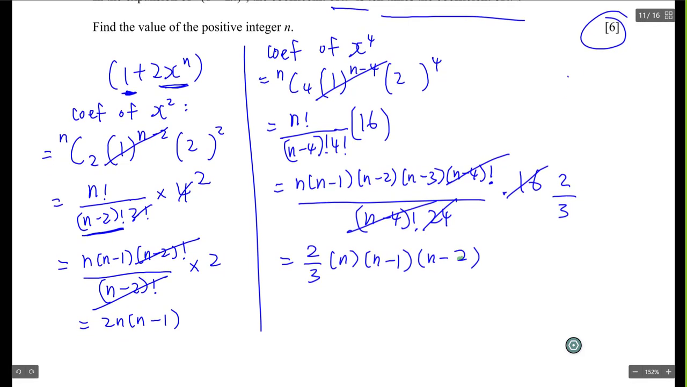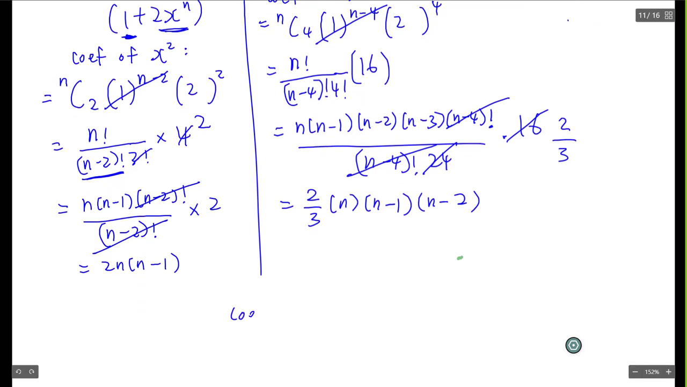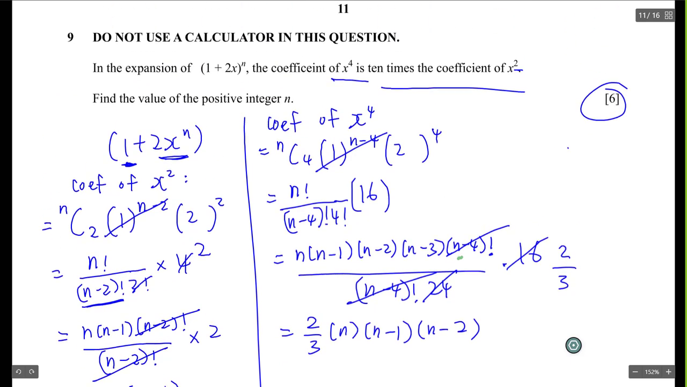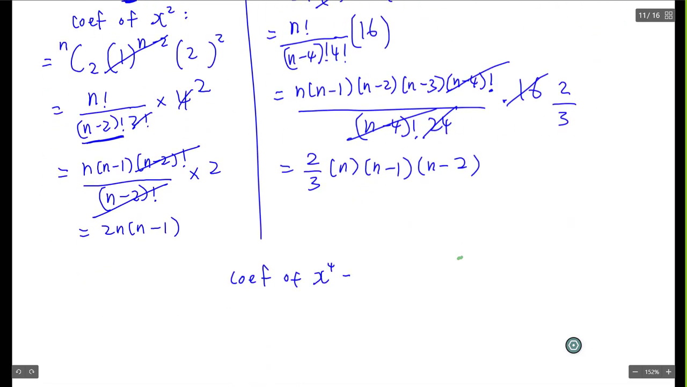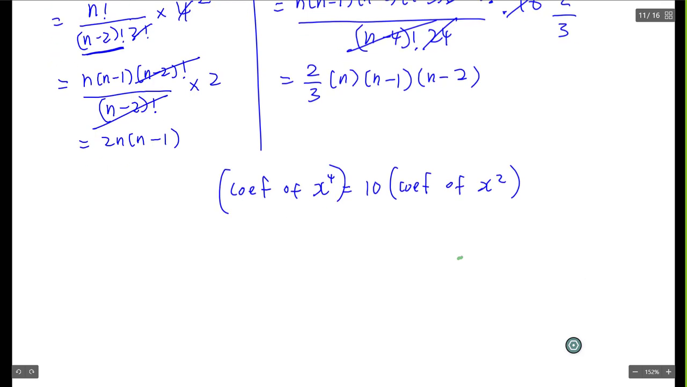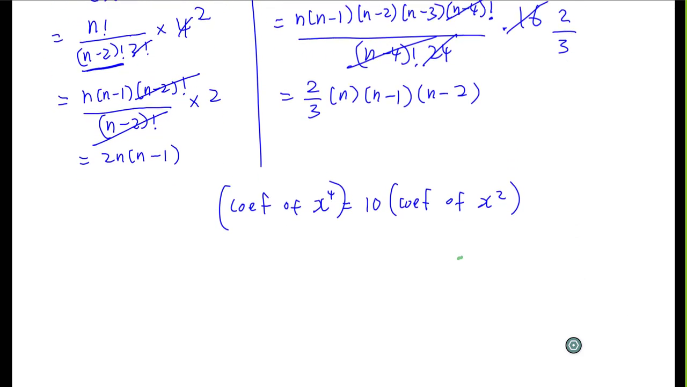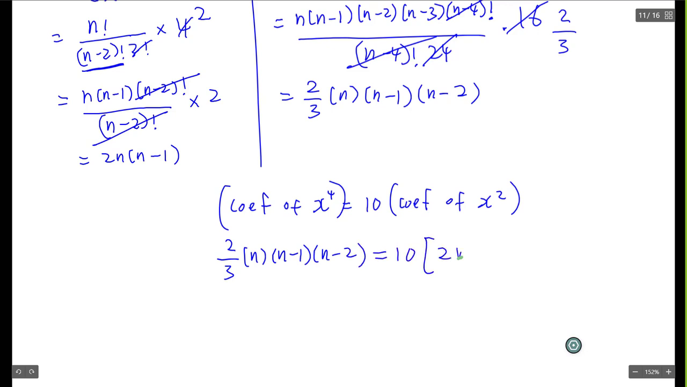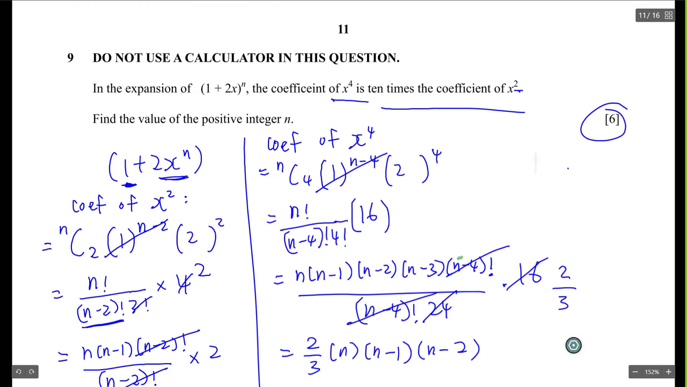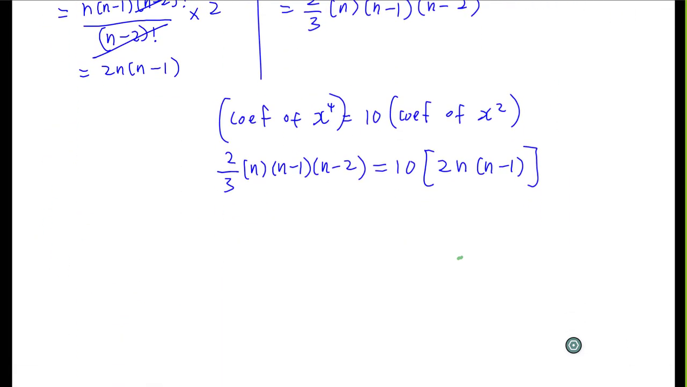Okay, now finally I can do something like coefficient of x power 4 is equal to 10 times the coefficient of x squared. Then I will just substitute in my coefficient of x power 4 first, is 2 over 3 and n minus 1 and n minus 2, is 10 times the coefficient of x squared, 2 and n minus 1. I hope I didn't read the question wrongly. Yeah, which is correct. Okay, because this is equal, right?